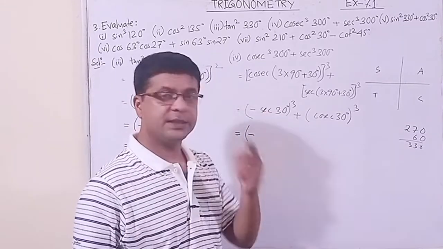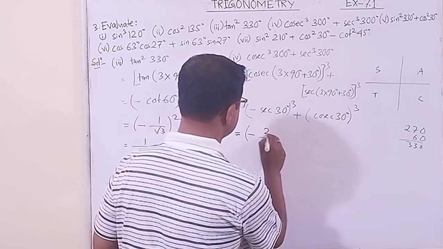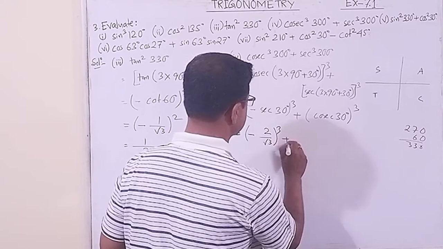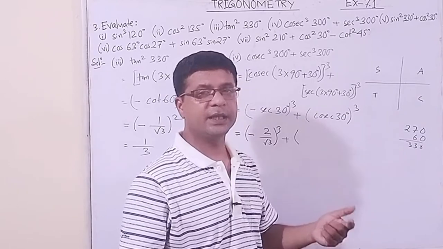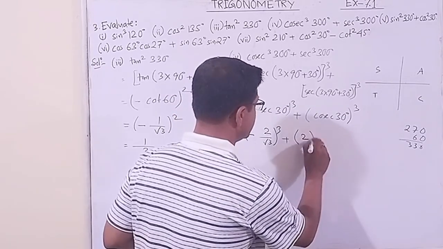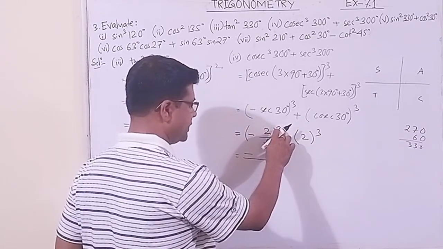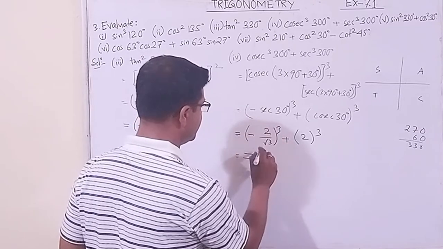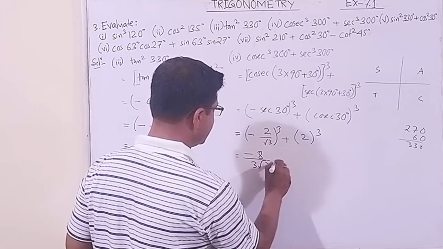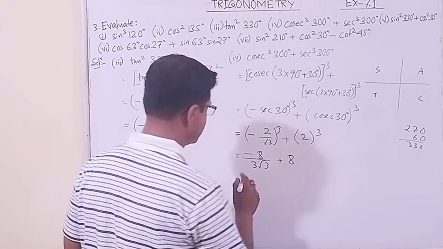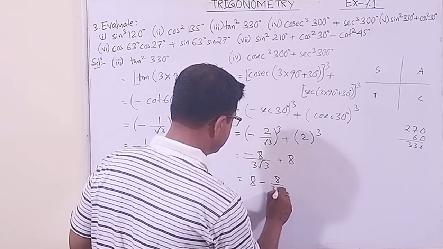Now what is sec 30? Sec 30 is the reciprocal of cos 30. Cos 30 is root 3 by 2, so it is 2 by root 3 cube plus cosec 30. Cosec 30 is the reciprocal of sin 30. Sin 30 is half, so it is 2 cube. So this is minus sign and the power is odd, so it is going to be minus only. 2 cube is 8 over root 3 cube is 3 root 3, plus 8. You can keep the answer like this, or even simplify this: 8 minus 8 by 3 root 3.